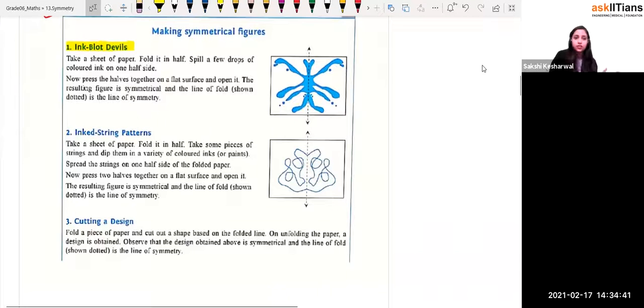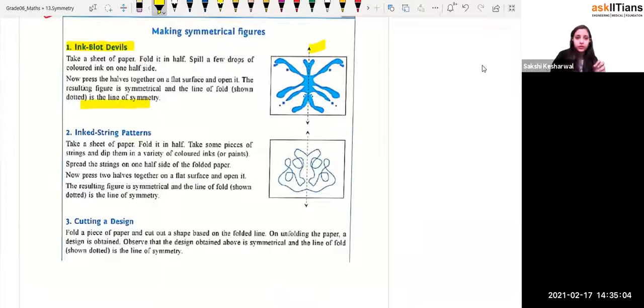It says that take a sheet of paper and fold it in half, spill a few drops of colored ink on one side of the paper, press the halves together on a flat surface and open it. Now the resulting figure is symmetrical about the line of folding shown by the dotted line. Yes or no? So this is a line of symmetry, right? You can also do the ink strain pattern.